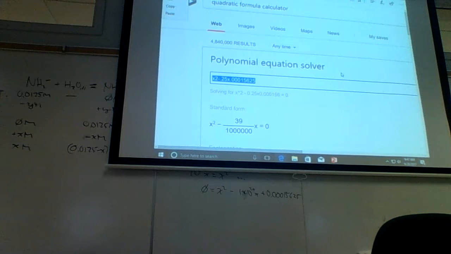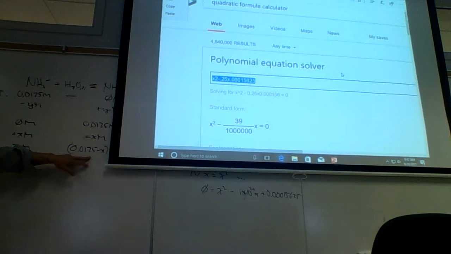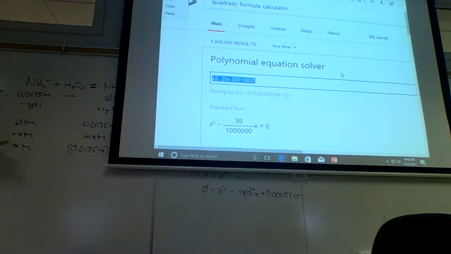Well, unfortunately, both of these are impossible. If we have 0.031, then 0.0125 minus 0.03 gives me a negative number. I can't have a negative molarity. And then this is already negative, and that would make this negative. And so both of those are impossible.